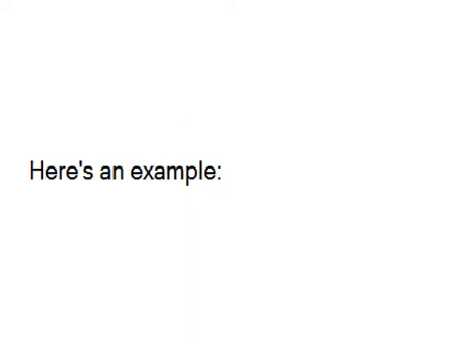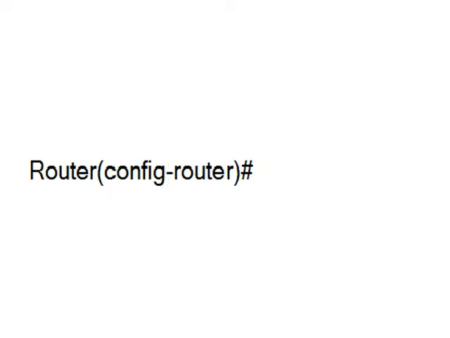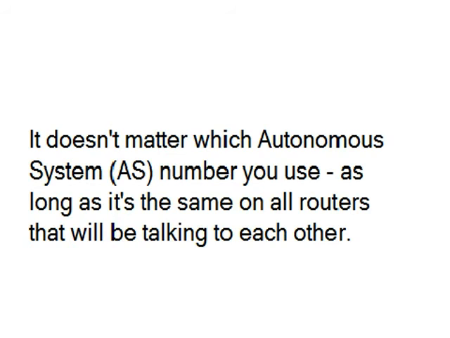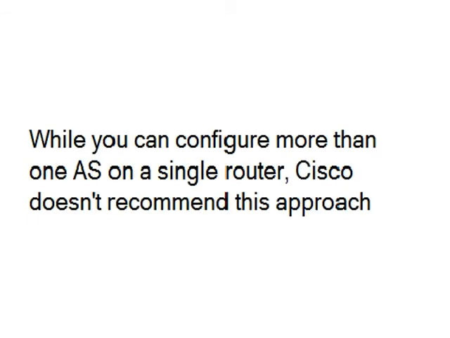Here's an example. Router(config)# router eigrp as-number. Router(config-router)#. It doesn't matter which autonomous system AS number you use, as long as it's the same on all routers that will be talking to each other. Valid options for the AS number are 1 to 65,535. While you can configure more than one AS on a single router, Cisco doesn't recommend this approach.